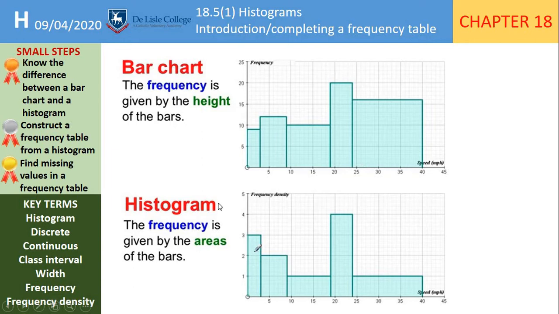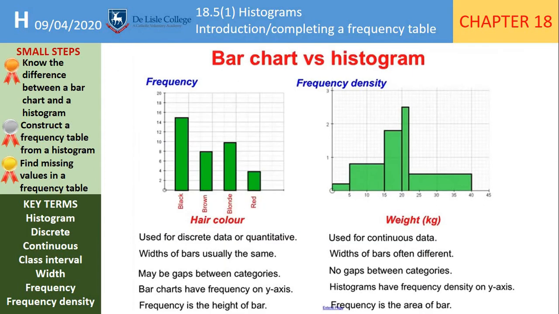A histogram then, the frequency is given by the area of the bars, and we plot up the y-axis what is known as the frequency density. Throughout this PowerPoint, we will look at what frequency density is. So at this point, you might want to pause the video and copy these notes down in your exercise book for the main differences between a bar chart and a histogram.